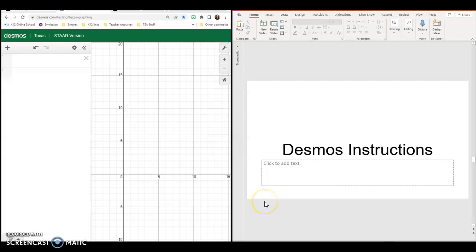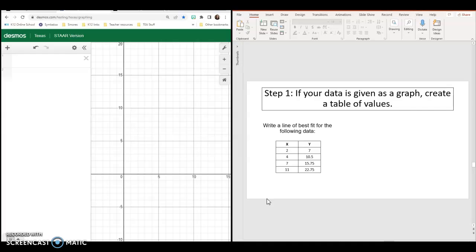So in this video, I'm going to talk about how to write a trend line using Desmos. So if your data is given as a graph, remember you want to use a table of values. So I already have a table of values in this problem, so I'm going to go ahead and use that to write my line of best fit.